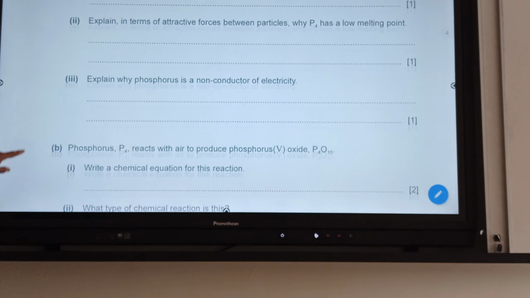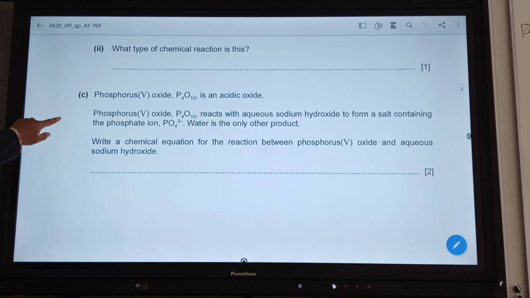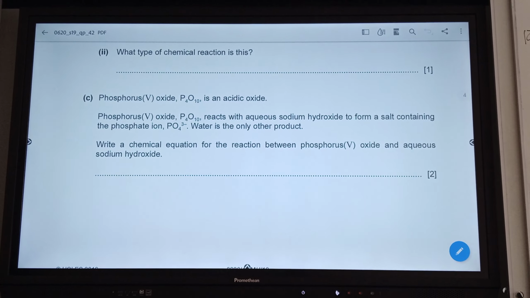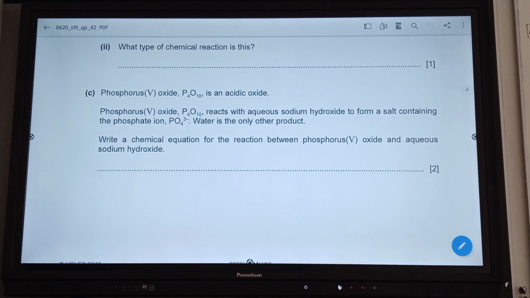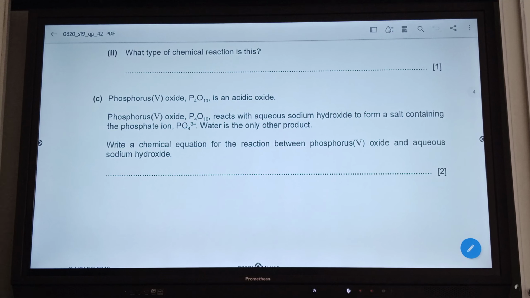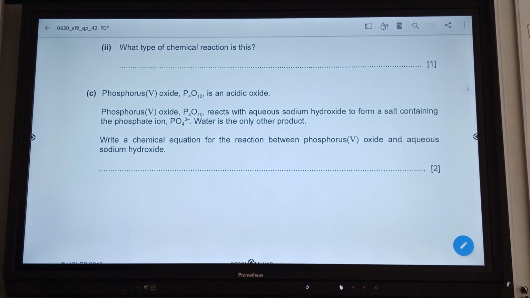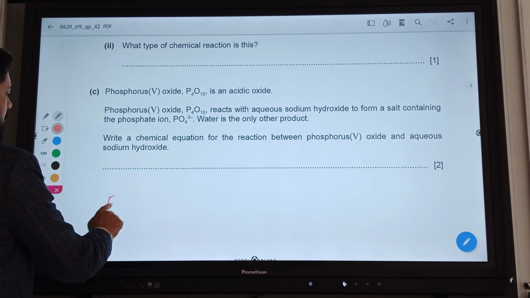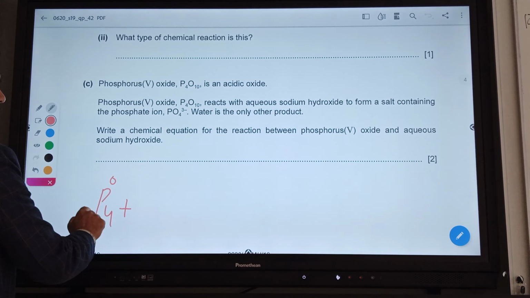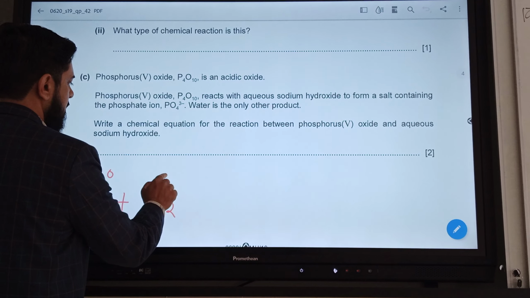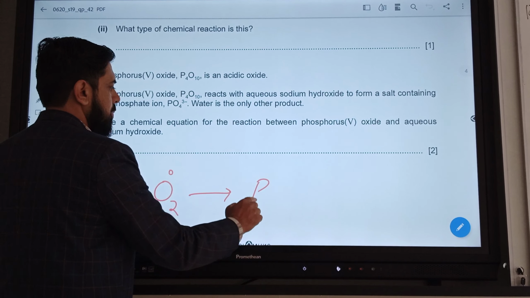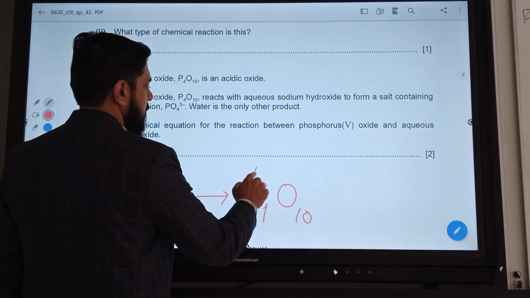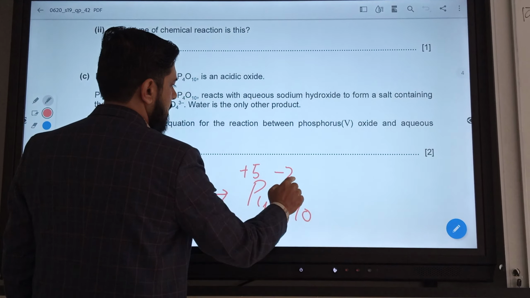So proceeding, what type of chemical reaction is this? We learned that phosphorus, whose oxidation state was 0, is reacting with oxygen, whose oxidation state is also 0, and they are producing phosphorus 5 oxide. Okay, so I'm writing the equation again. P4, its oxidation state is 0. O2, its oxidation state is 0. When they react to produce P4O10, the oxidation state of phosphorus is now plus 5, where oxygen is minus 2.